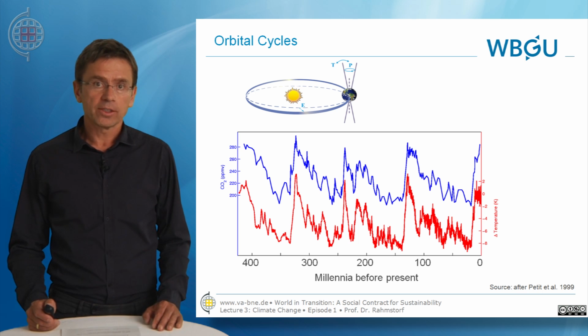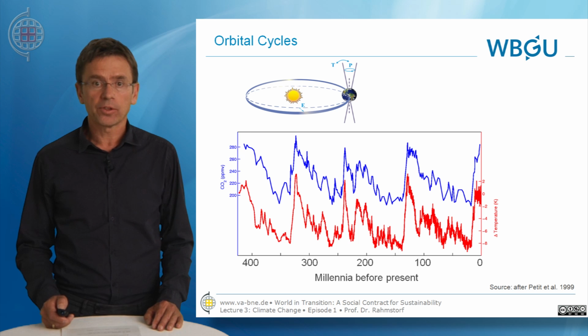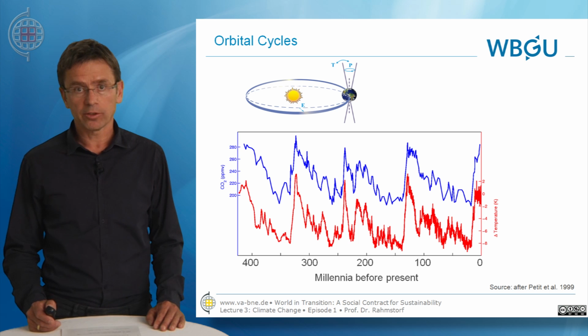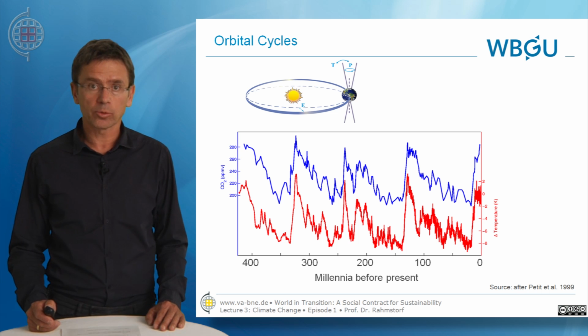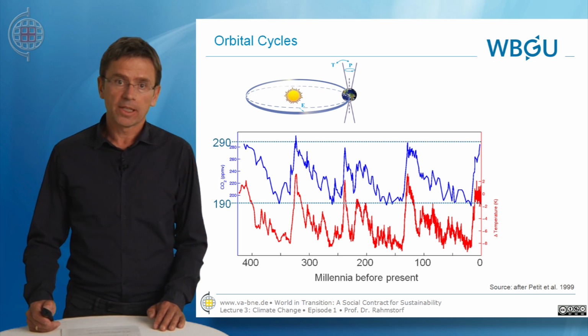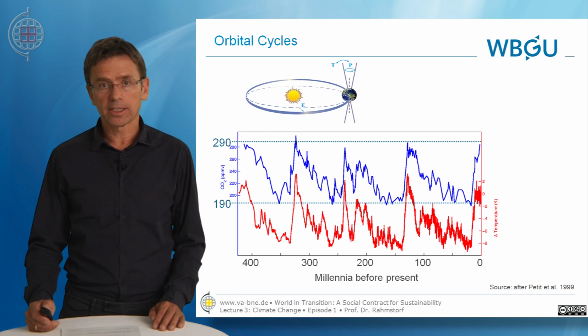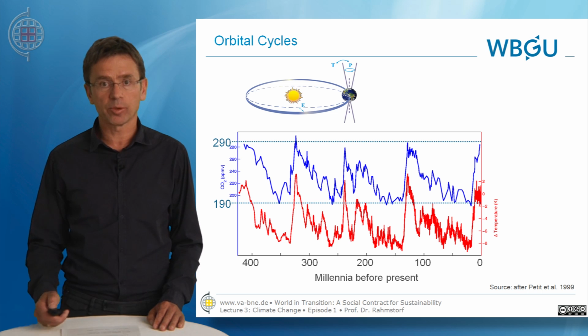Now, why do I show this? One reason is to put the modern changes in carbon dioxide concentration into a long-term context. In the last 400,000 years, as you can see here, the CO2 concentration in our atmosphere has varied between 190 and 290 parts per million.